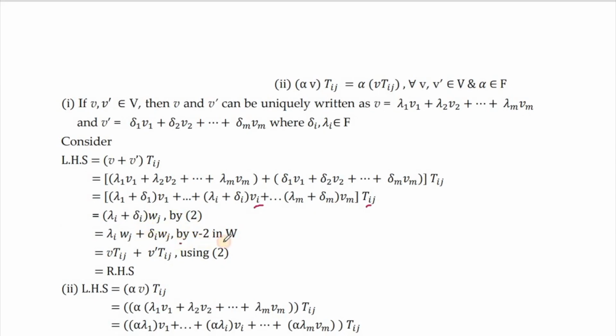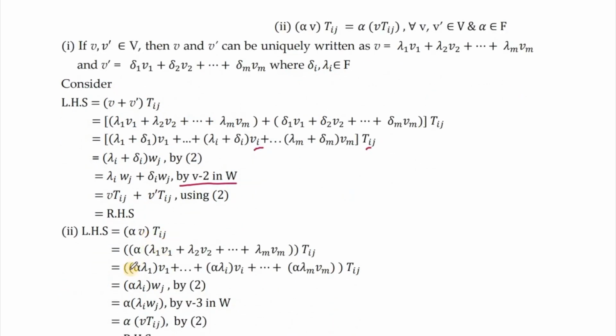Now using V2 in W, all these now are members of the codomain, which is W. Using V2, you have this as lambda i Wj plus delta i Wj. But this is nothing but the image of v under Tij. This is nothing but the image of v prime under Tij. Right. So that is my RHS.